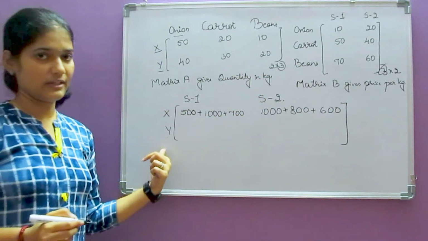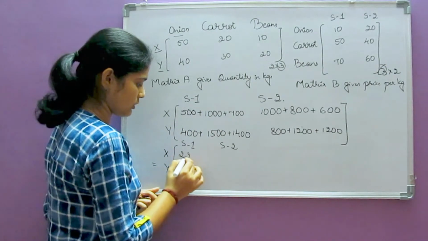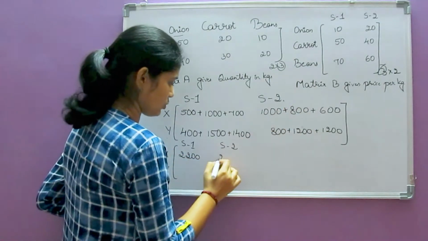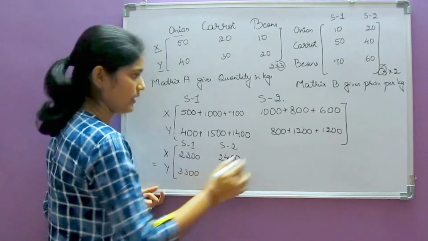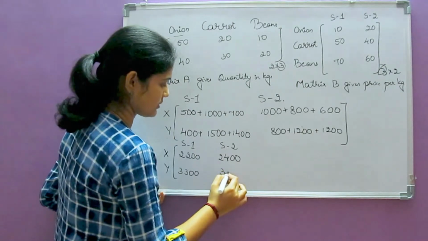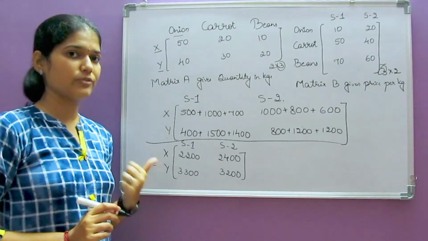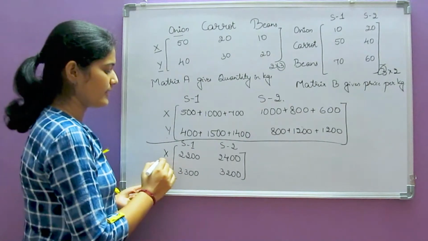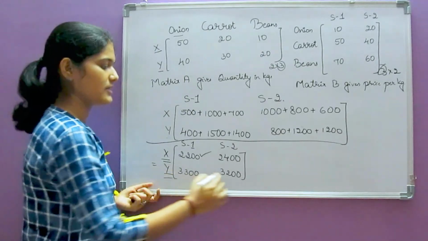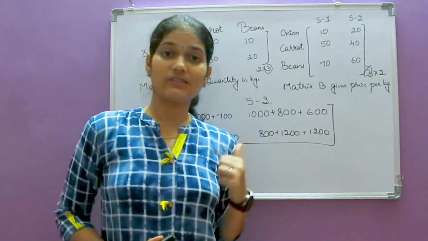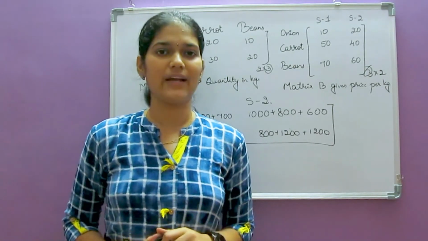Similarly, we will find for person Y. If we add these elements, we will get 2200, 2400, 3300 and 3200. Isn't this easy to find which shop is cheaper for which person? We can easily say that person X has to buy his products in shop 1 and person Y has to purchase his products in shop 2. So this was how matrix multiplication was introduced, and also this is the way in which we multiply the matrices.